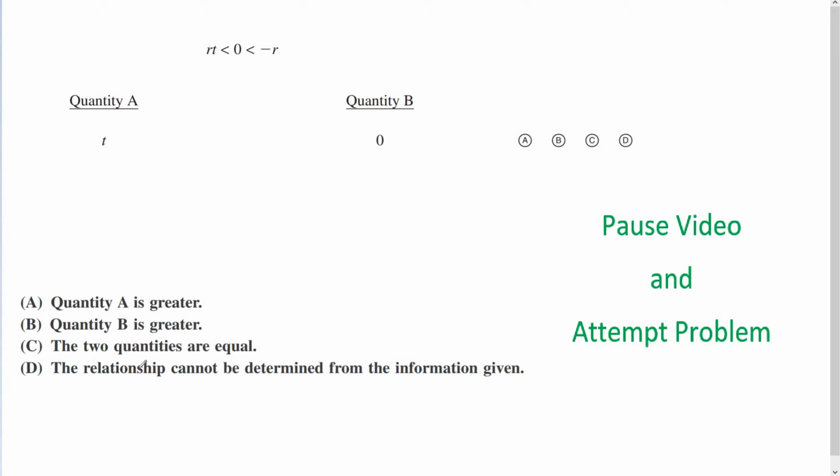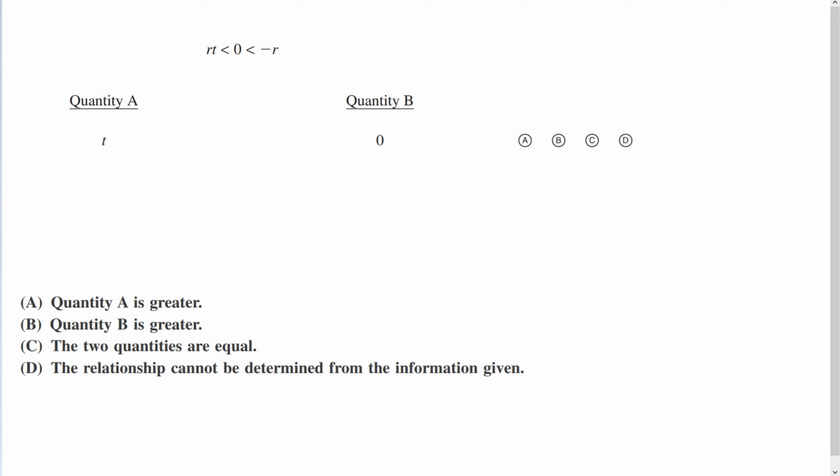Alright, so why don't we give you a couple seconds to try and answer the problem. And as you can see, it says pause video and attempt problem. When you're done attempting the problem and you're ready to move on, go ahead and replay the video, and then we will begin.